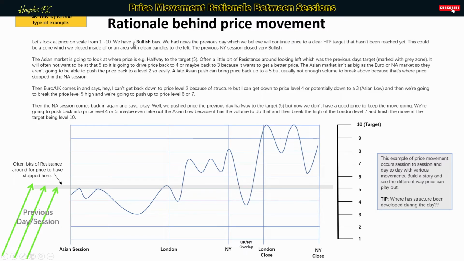This is an example of how it would happen. Okay, so see on the right hand side here, we've got a 1, and we've got a 10 up the top. If we've got a bullish bias, you can see that the previous day, or the previous session, was very bullish, or just bullish in nature. We've got a daily candle that closes.